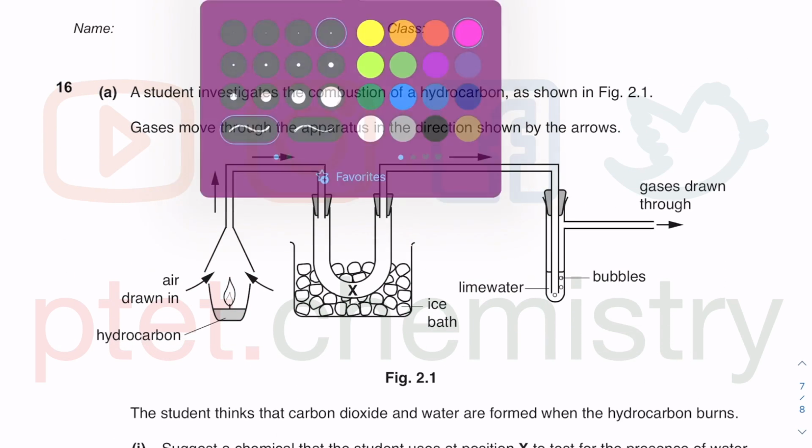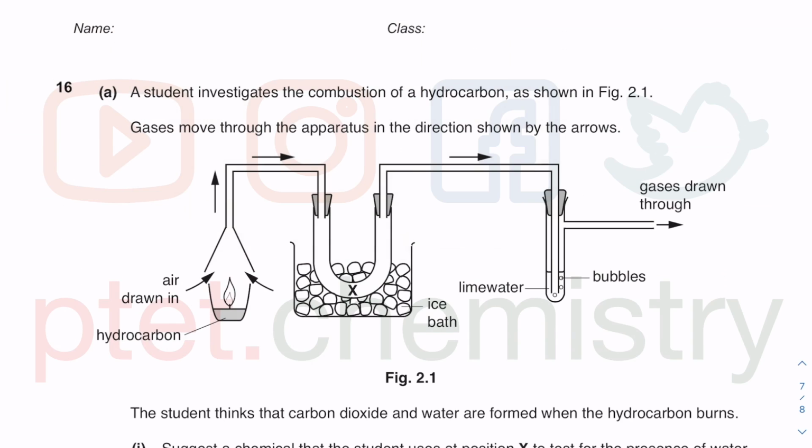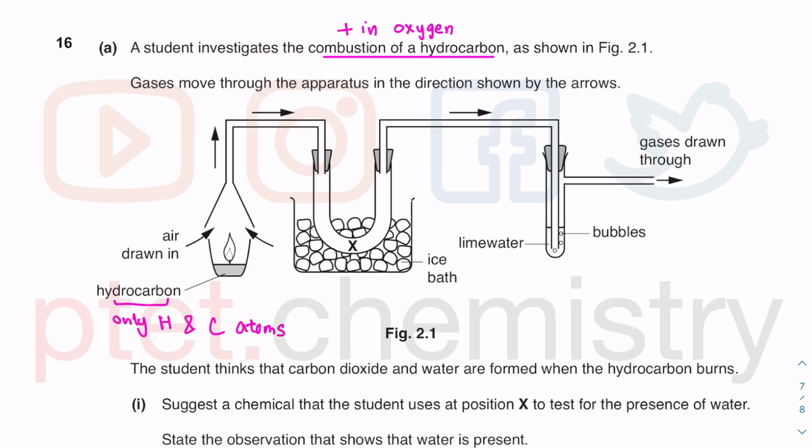In these next questions, a student investigates the combustion of a hydrocarbon. Combustion means burns in excess oxygen. When you burn in excess oxygen, you're going to get carbon dioxide and water. As it is a hydrocarbon, it only contains hydrogen and carbon atoms. When you burn completely in oxygen, you're going to get CO2 and H2O.